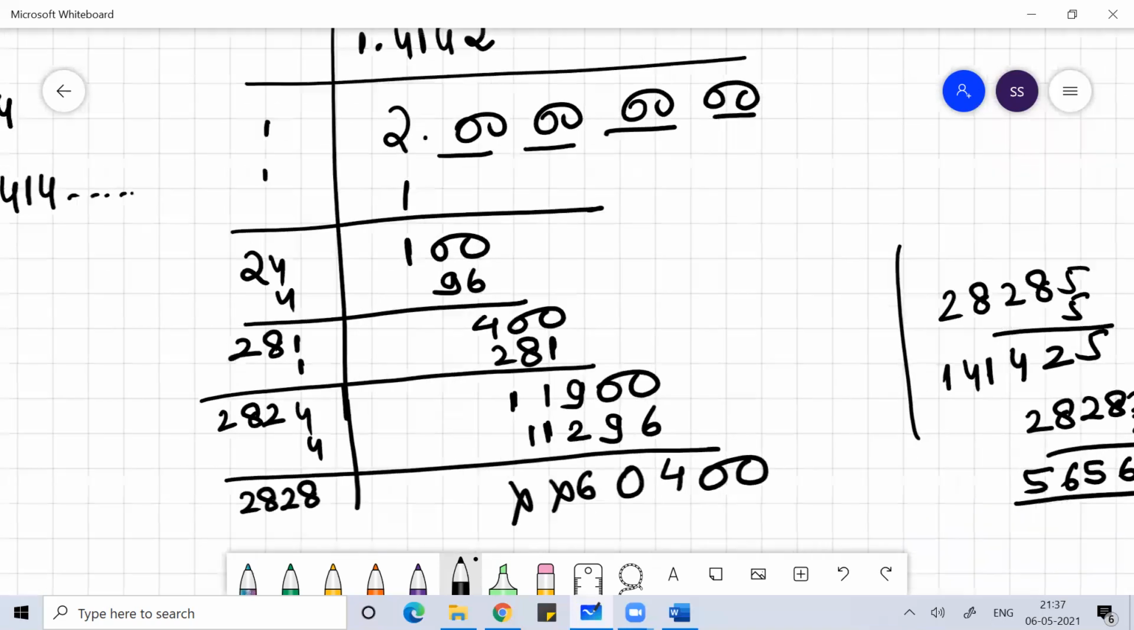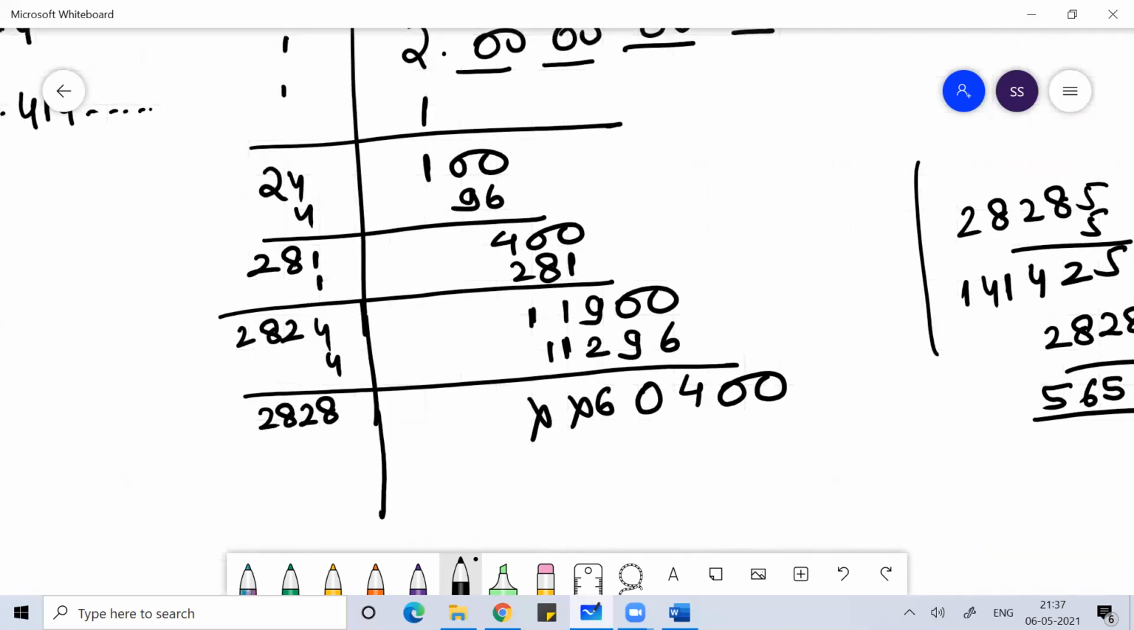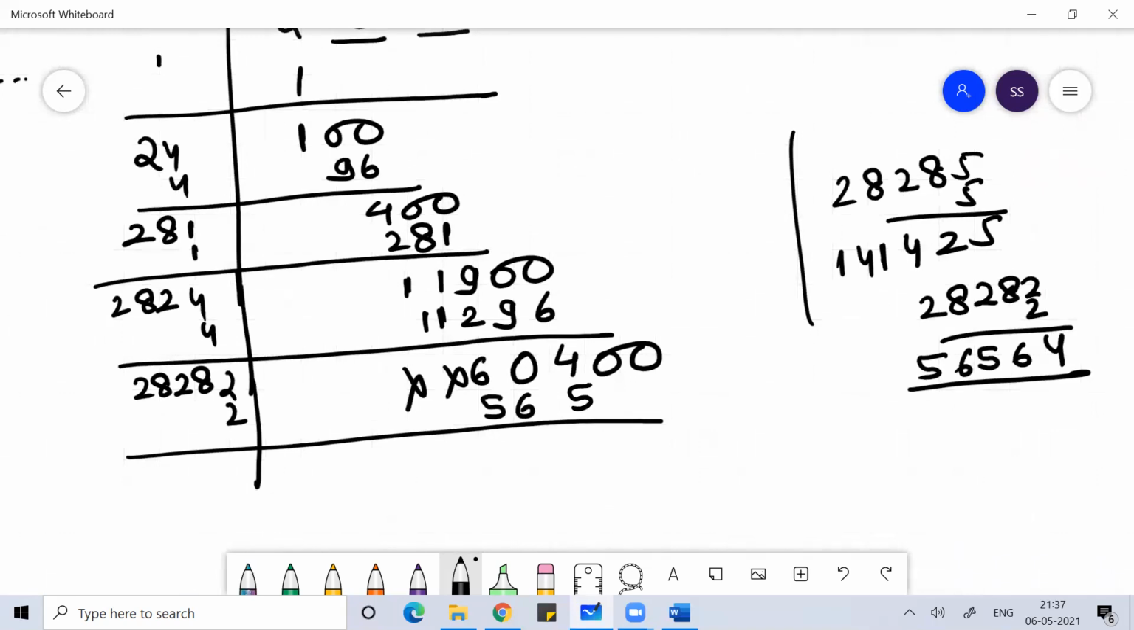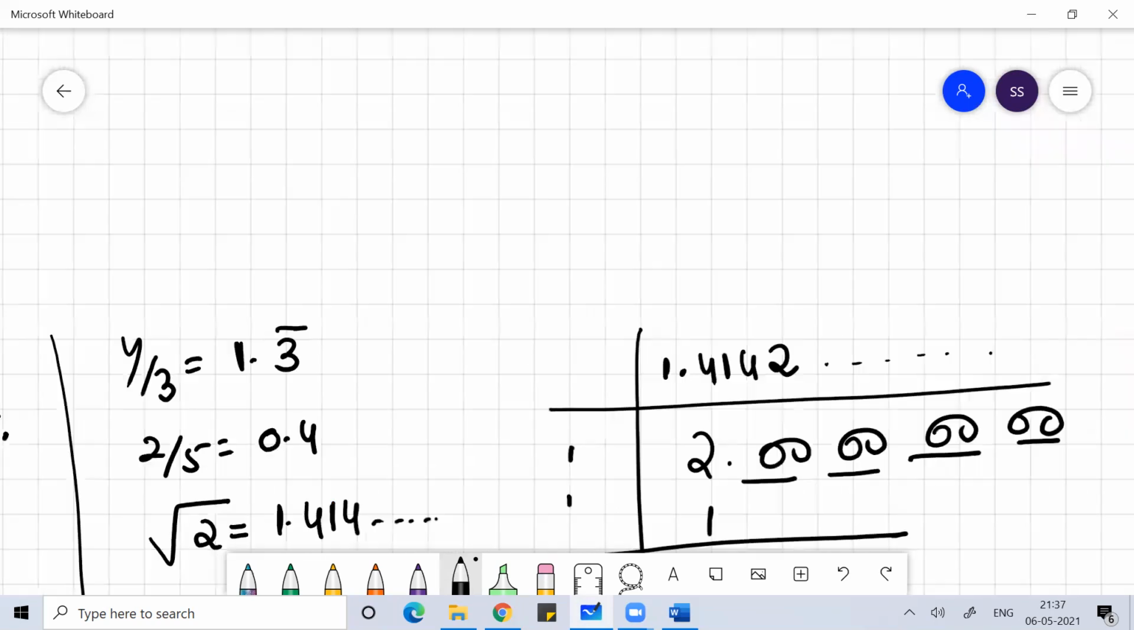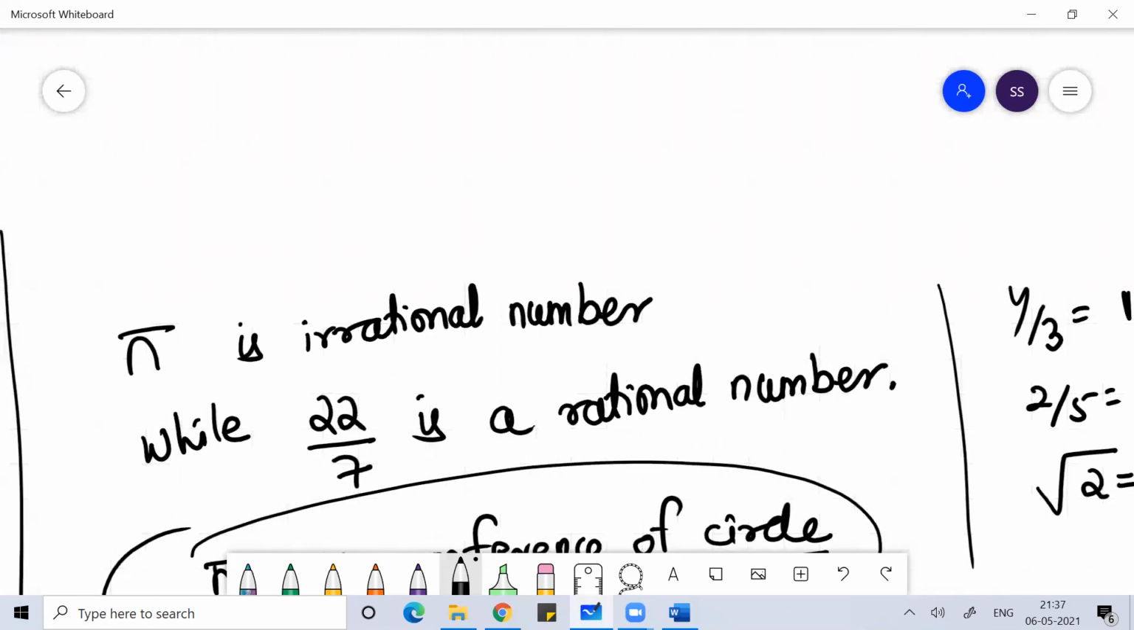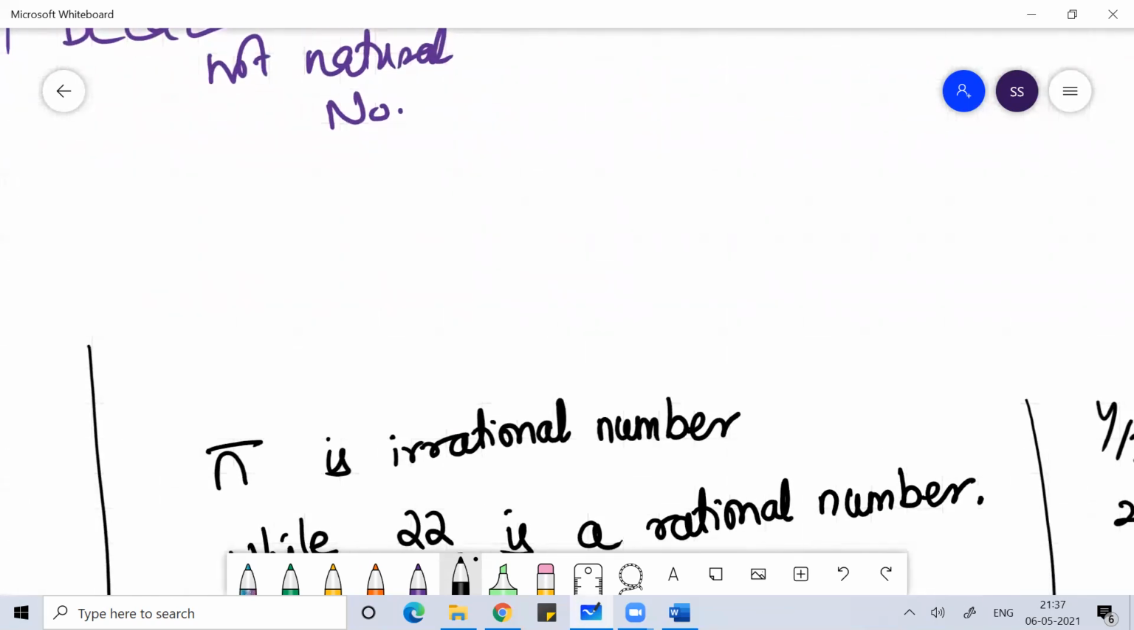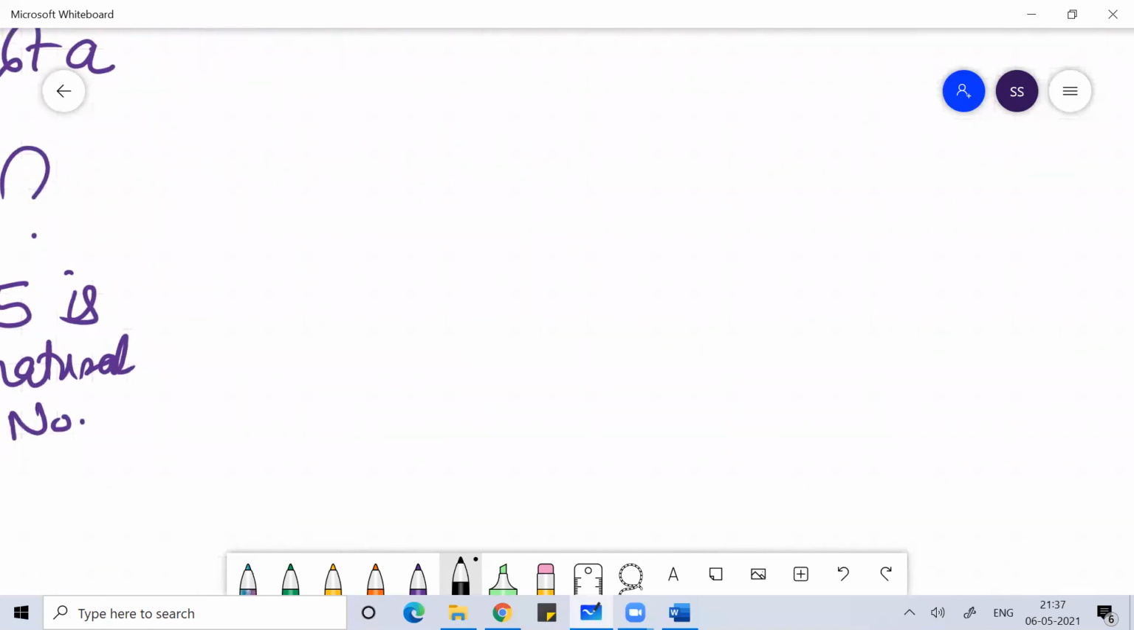Every time you try to find the value of this, 1.414, you will get a new digit. That's why it comes under the definition of an irrational number. You will not get a pattern which is either recurring or terminating. While 22 by 7, when you see 22 by 7, is a rational number.